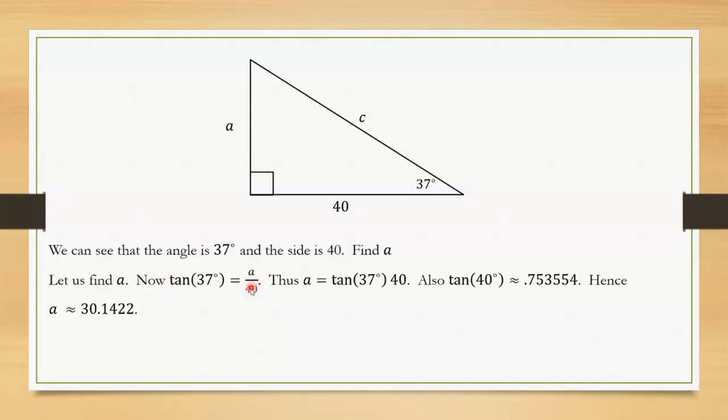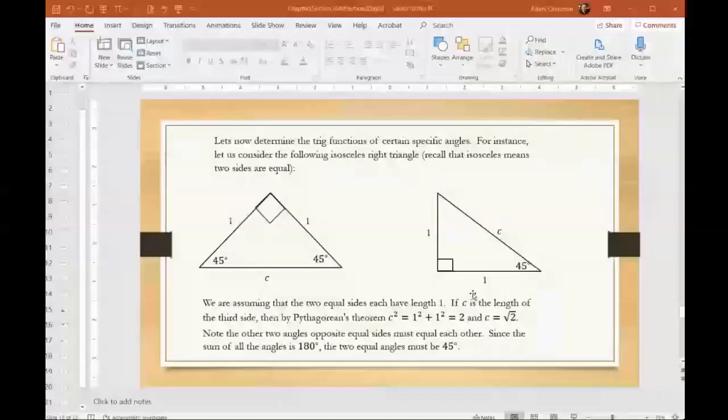Okay, so now how do we get A? Well, we want to isolate it, right? We want the 40 out of there. We can multiply both sides by 40. And that's what I'm doing here. Now for the next one, this should be 37 degrees, not 40. Let's fix that. I missed them.